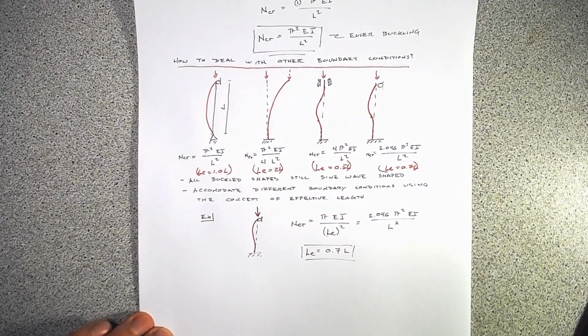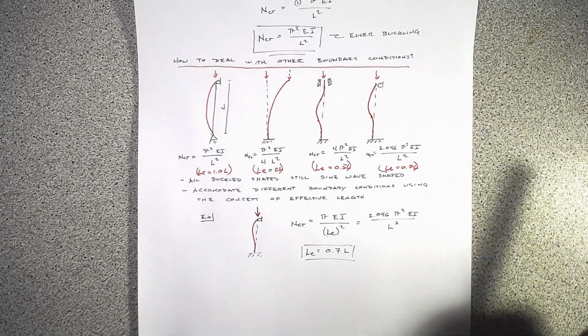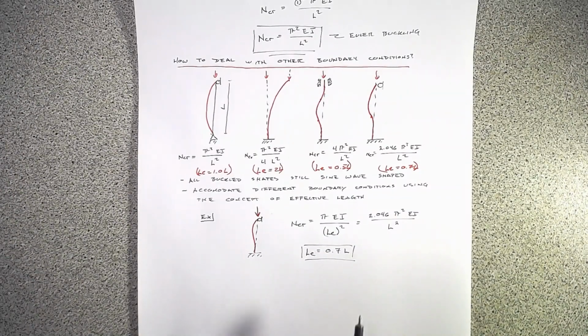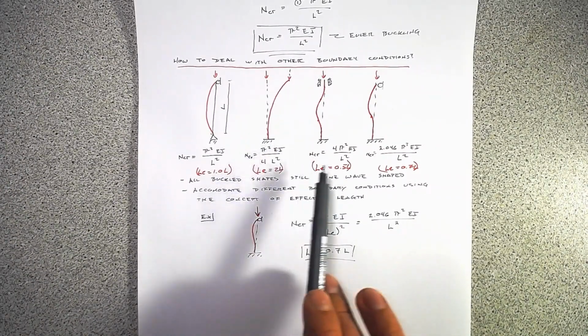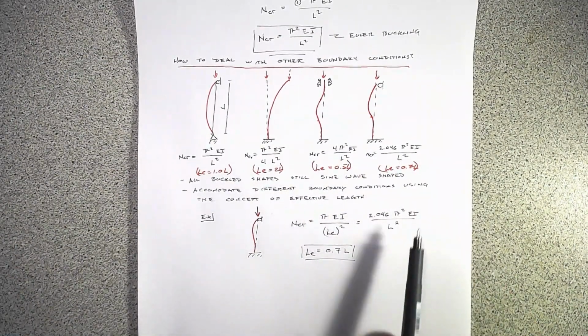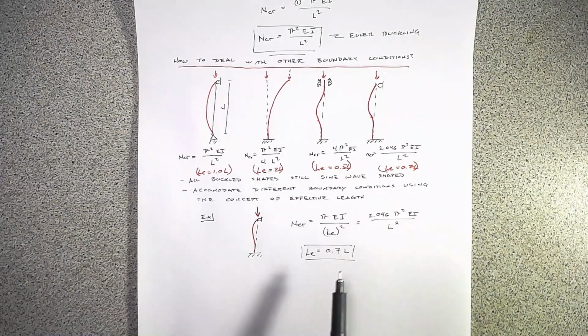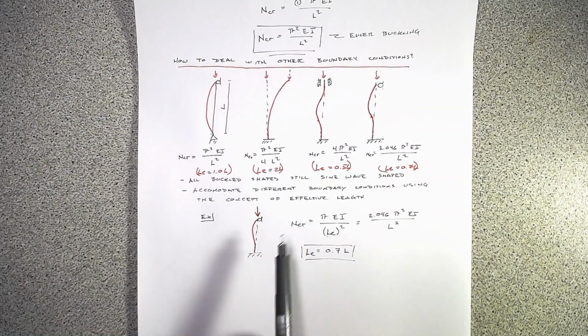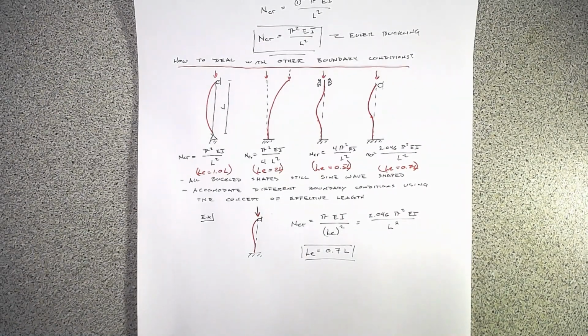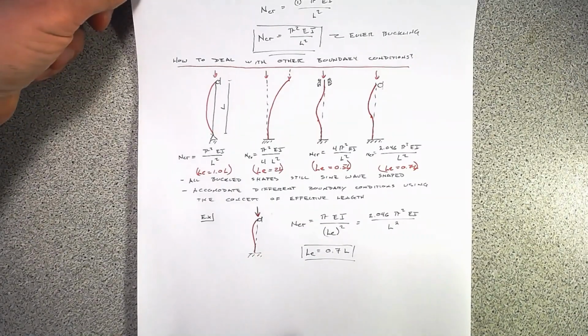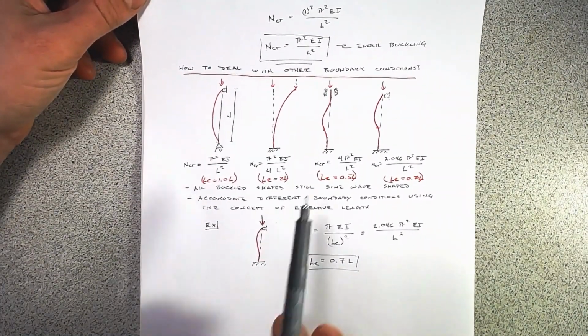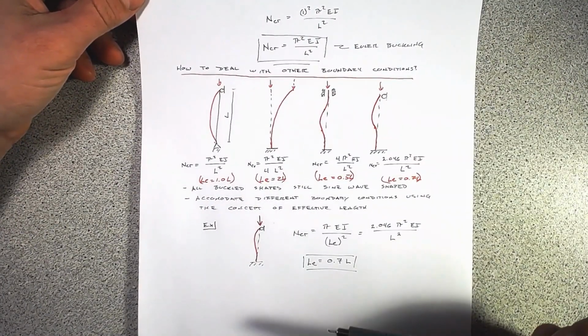And so you can see for each of these different boundary conditions, we just modify what this L_E is. And this is quite easy to memorize. Instead of memorizing 4 top, 4 bottom, this 2.046, we just memorize what the boundary condition does to our effective length and hence our critical buckling load. So that's quite nice. So we now know how to deal with other boundary conditions.